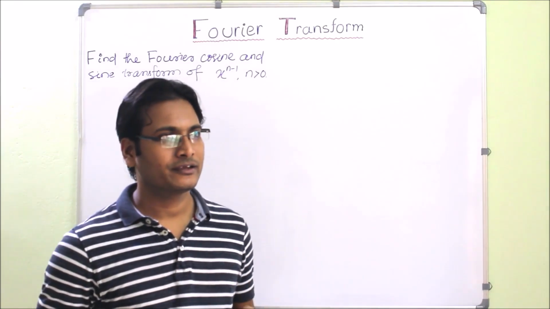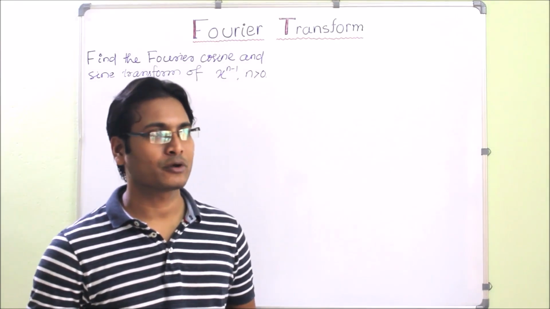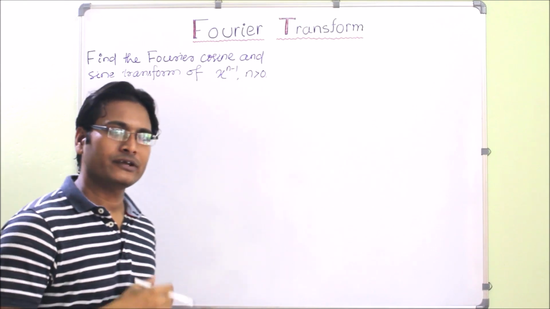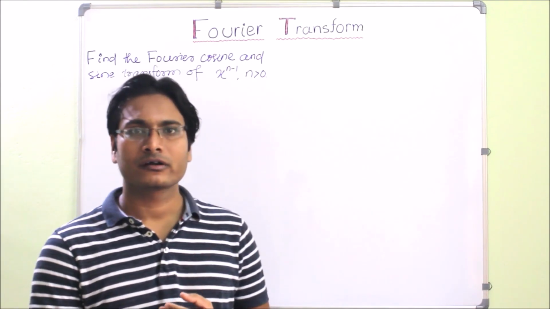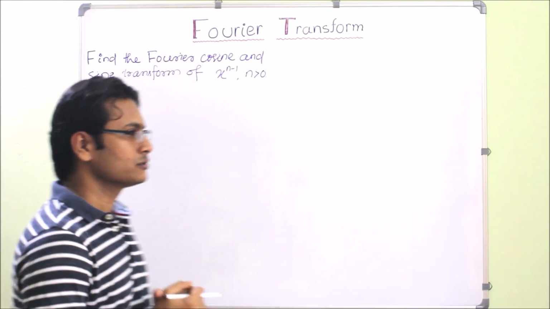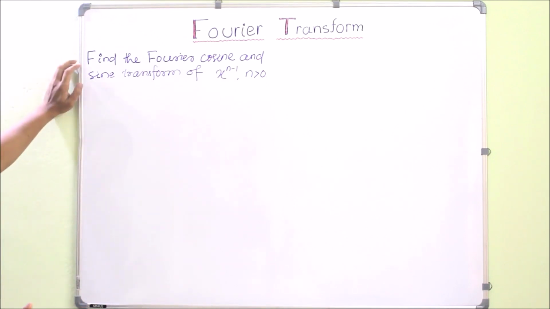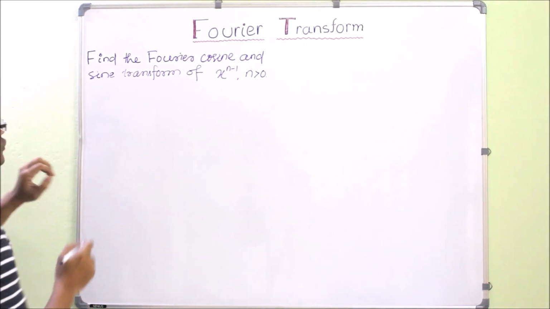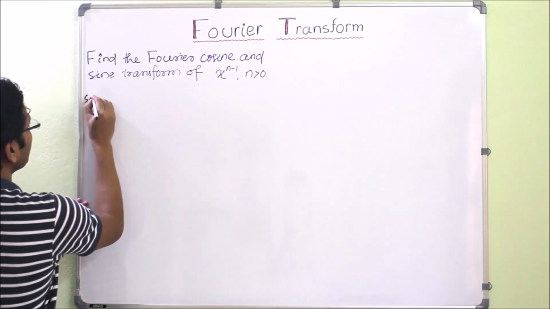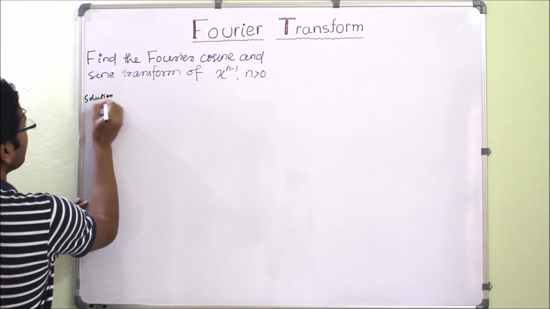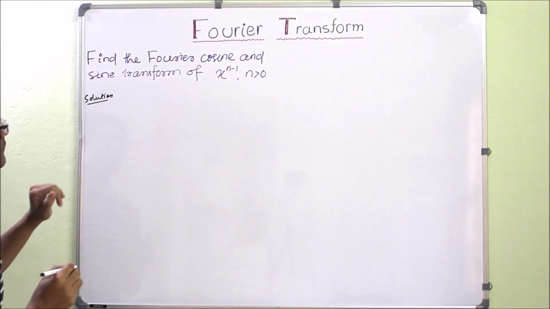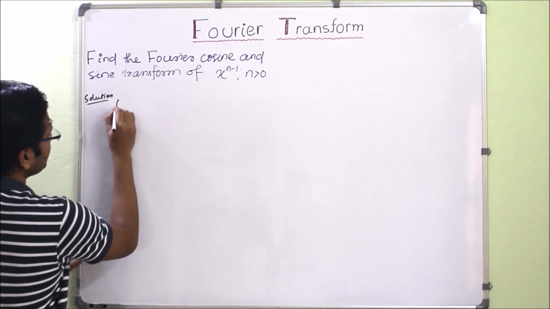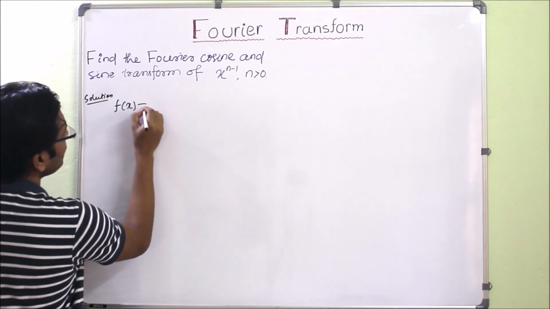Today we will see a very important and interesting problem that will be very useful from the exam point of view. The problem is: find the Fourier cosine and sine transform of x to the power n minus 1. Now how to solve? Here the function f of x is what?